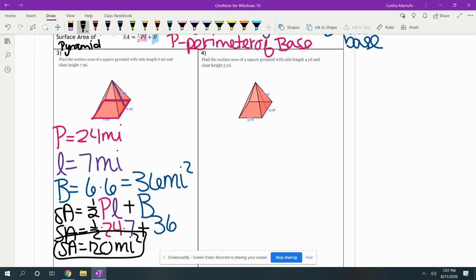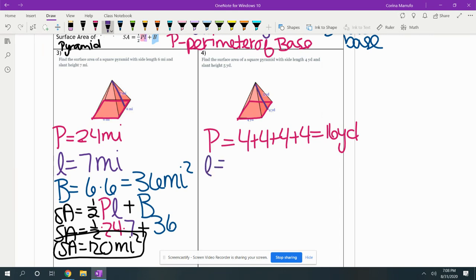Okay, the next example we have here, it says find the surface area of a square pyramid with a side length of 4 yards and a slant height of 5 yards. So we're going to do the exact same thing. We're going to find the perimeter first of the base. So we do 4 plus 4 plus 4 plus 4, and that gives us 16 yards. Not squared, sorry. And then the slant height, this is your slant height. L is equal to 5 yards.